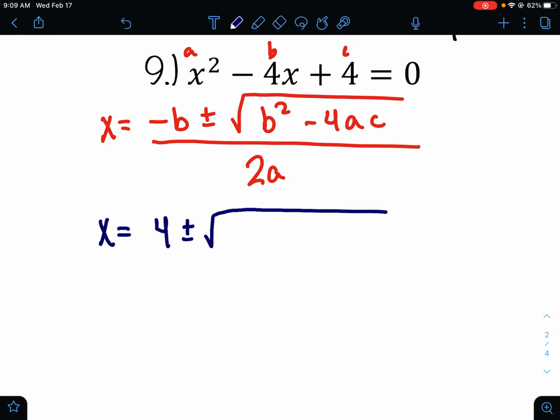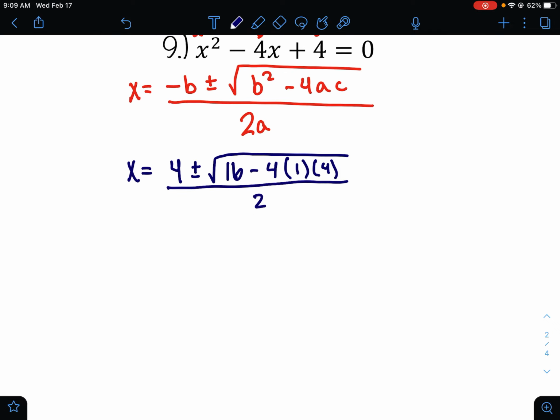I told you guys in class to not actually write your b in squared like that. Don't do that, okay? Do it in your head. There's less room for mistakes if you actually do it in your head, trust me. Negative 4 squared is negative 4 times negative 4, which is 16, minus 4 times a, which is 1 in this case, and times c, which is 4. All over 2 times a, or 2 times 1, which is 2.